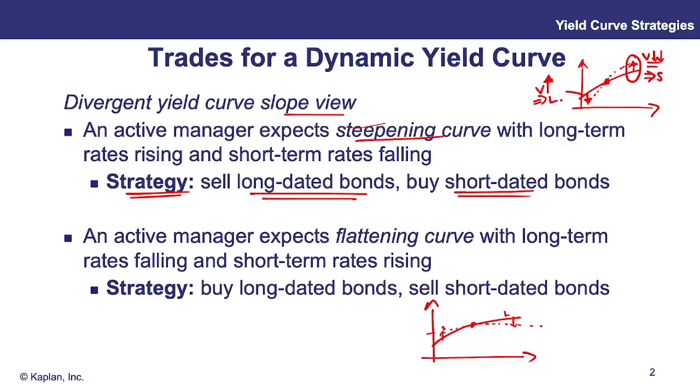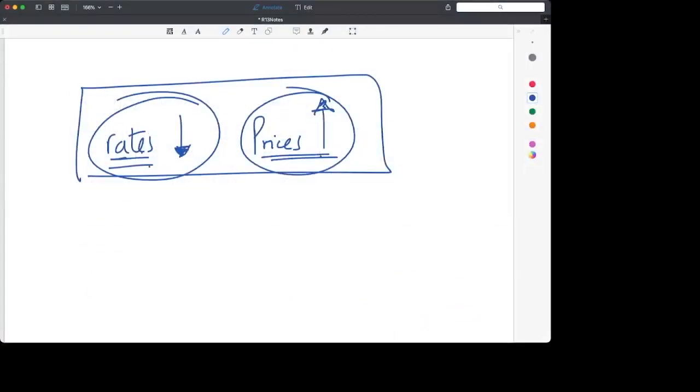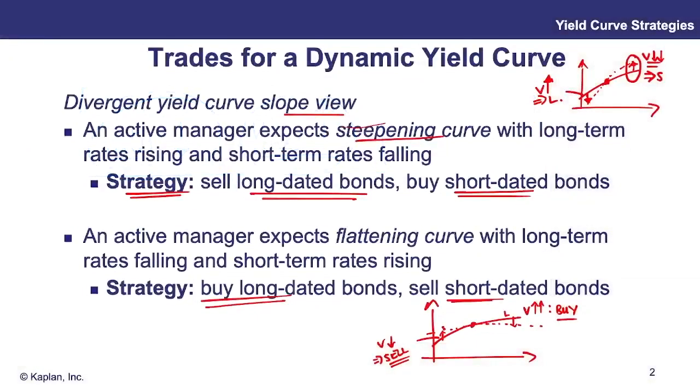And if long rates are going down, that means values are going up, so we'll buy those at the long end, okay? And if short rates are rising, that means values are going down, so we'll sell those. So yes, we come to the right conclusion. Buy long-dated bonds, sell short-dated bonds when we expect a flattening curve. It all ties into that basic idea, doesn't it? Rates down, prices up. Yep, it all ties into that foundational idea.